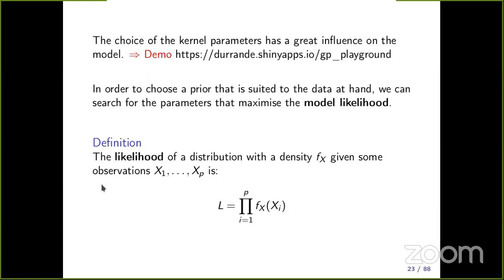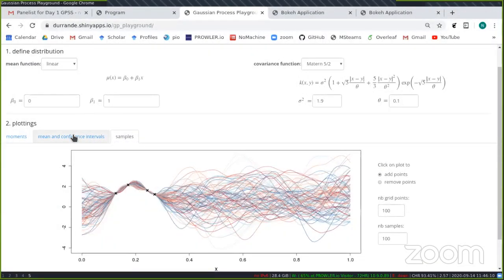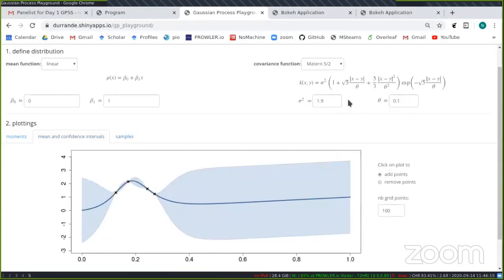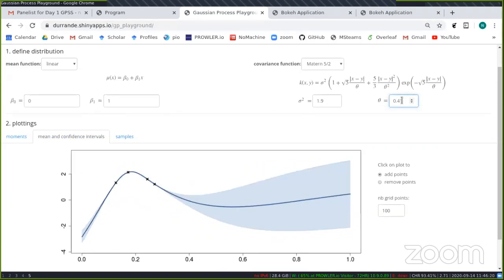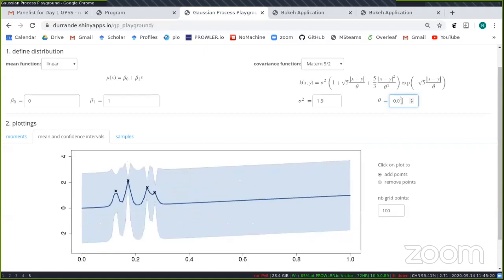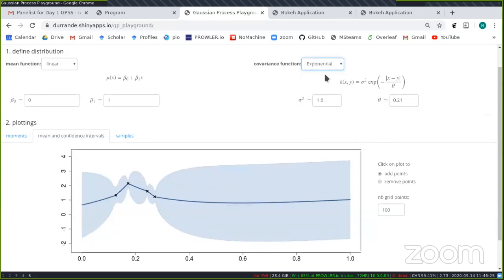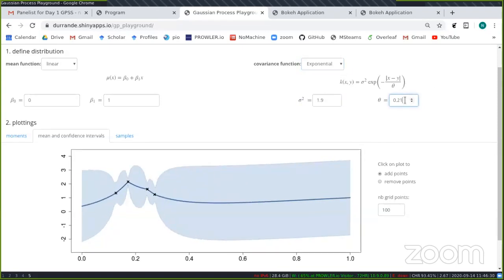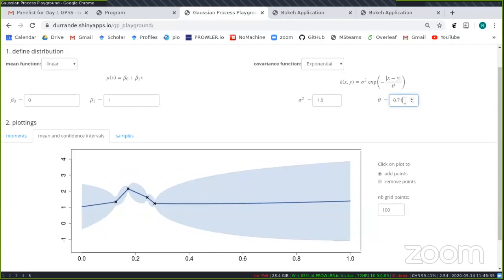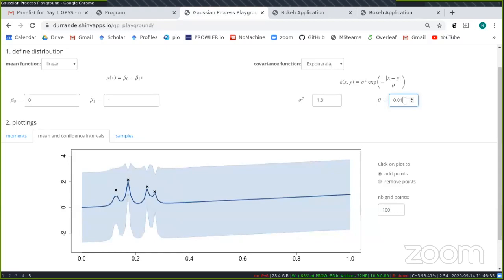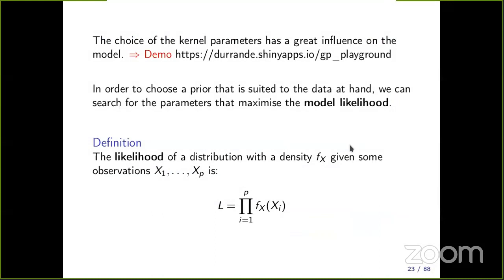So yeah, the choice of the kernel parameter has a great influence on the model. Let me illustrate that again here. If I make the covariance length scale larger, that completely changes the model, right? Or if I change the covariance function, it does change the model a lot if you just tweak these parameters. So a very good question is, what should be the values of these parameters?